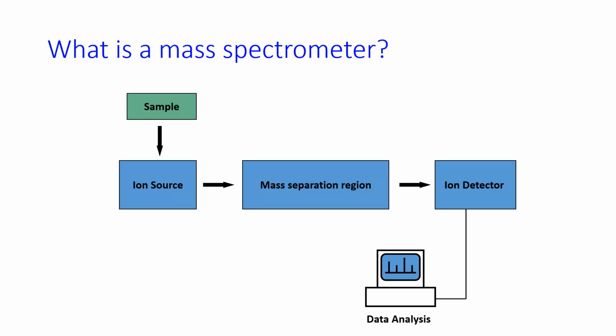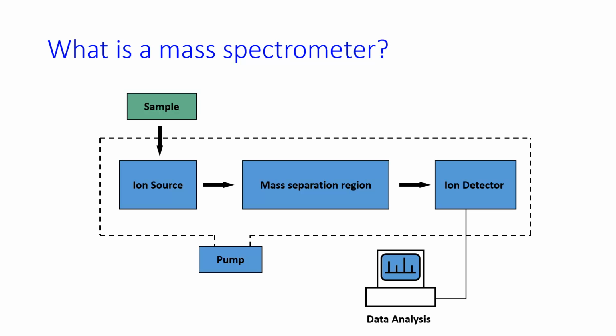Now, since these ions are being separated by their mass, this is pretty sensitive to contamination because we want the ions to come from our sample and not from anything in the atmosphere. So this whole region here, the ion source, the mass separation region, and the ion detector, is under high vacuum. And the kind of mass separation and the kind of ion detector dictate how high that vacuum has to be. In some cases it can be reasonably low. In other cases you have to have an extremely low pressure in order to get a good mass spec operation.